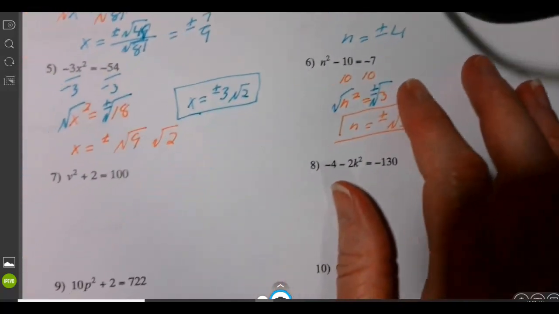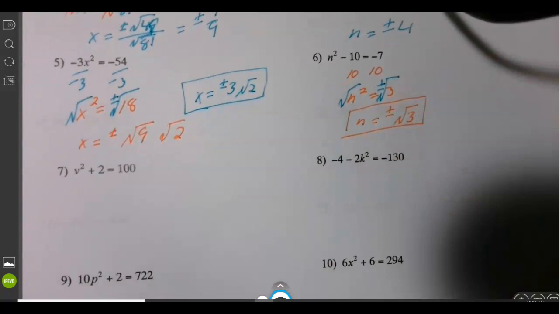Okay, I think you're getting the idea here. Nothing too complicated. You just have to make sure you go through the steps. So, number 7, try it. Go. Pause.